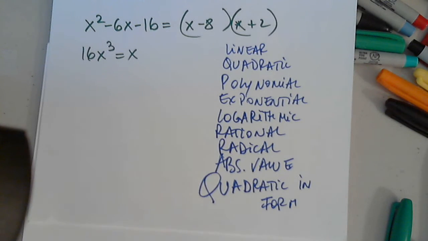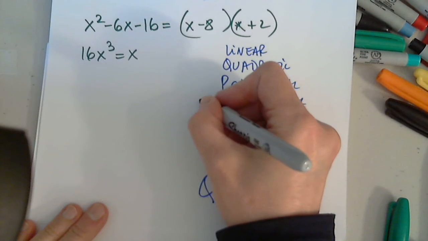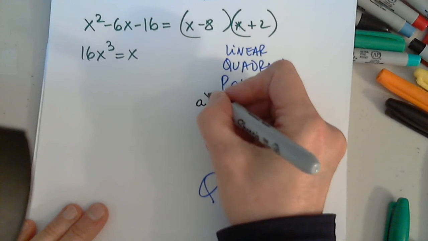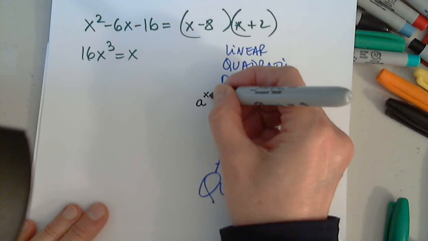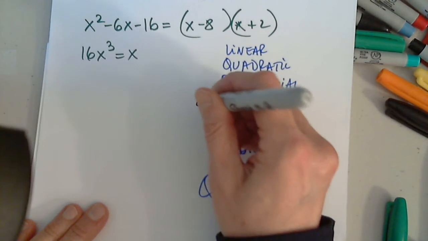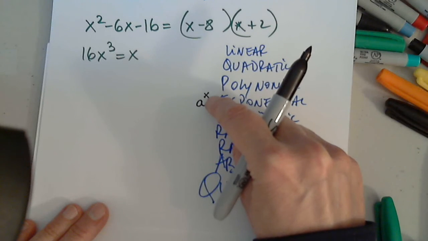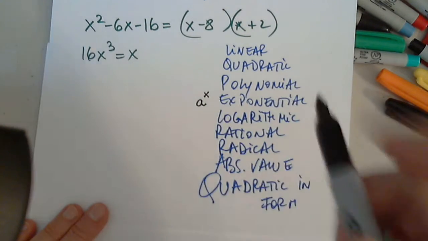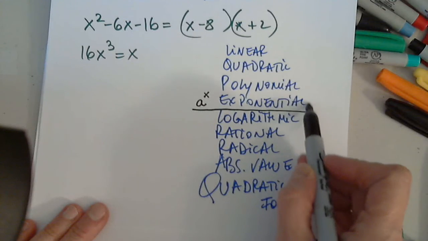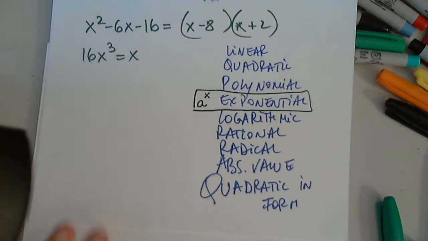Which type is this? Can anyone give it a shot? Would it be exponential? Very good. Exponential is a base raised to a power that is x. So the base has to be a number. I don't have a number raised to a power of x or y or z or t. So that will be exponential. Is that clear?